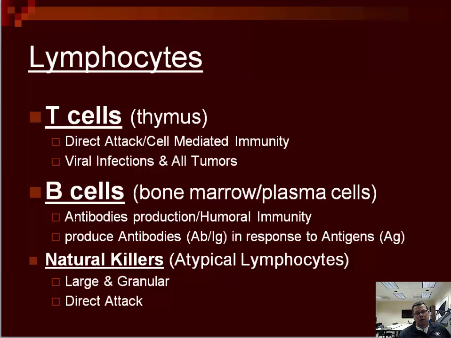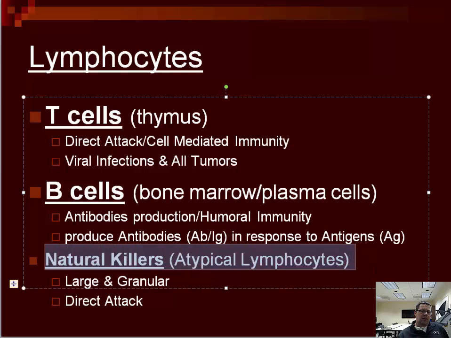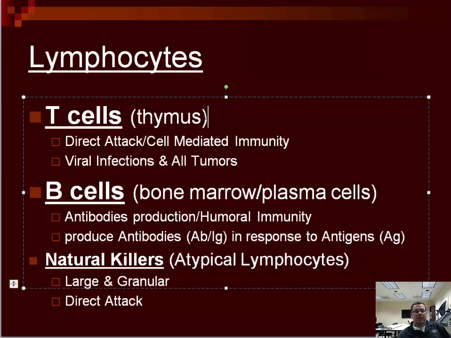Lymphocytes: you should know that the natural killers are part of your innate immune system, and T cells are part of your adaptive immune system, and I'll tell you more about that when we get to that part of the semester. Both are phagocytic.